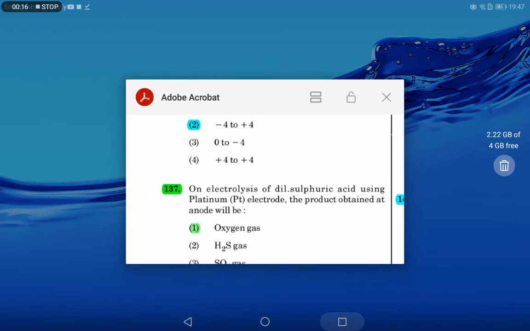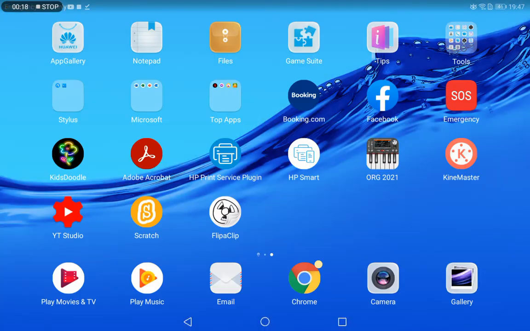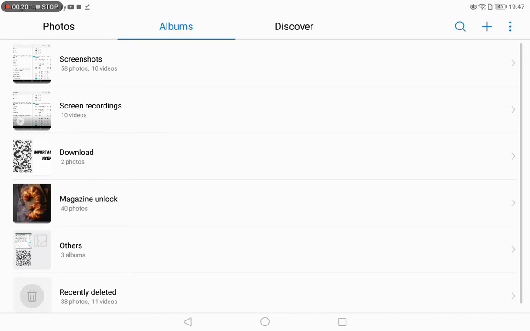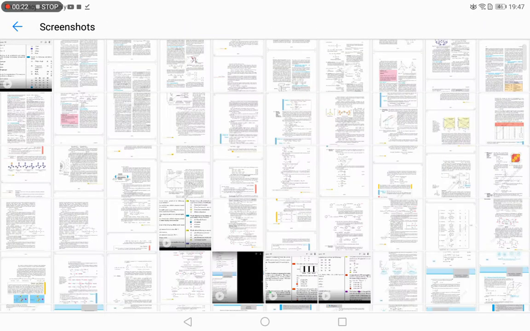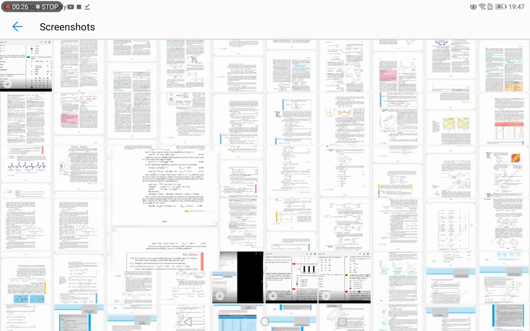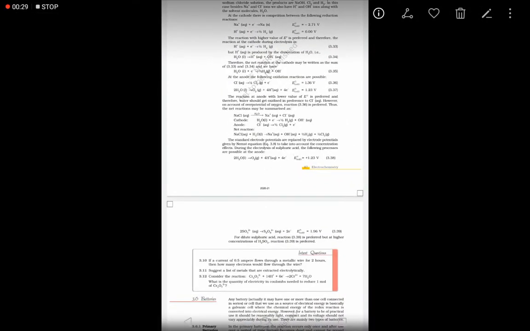We know that platinum electrode is an ideal electrode and it will not affect any of the electrolysis process. Hence, the platinum electrode is considered ideal and it will not interfere in the electrolysis process. During the electrolysis of sulfuric acid, the following processes are possible at the anode. One is the evolution of oxygen and the other one is the formation of peroxydisulfate.